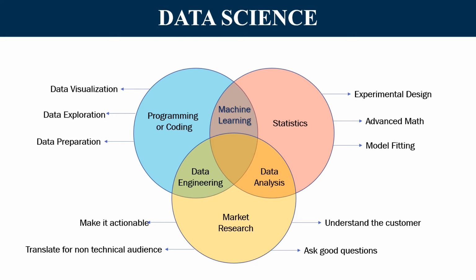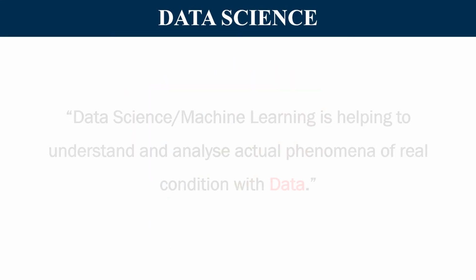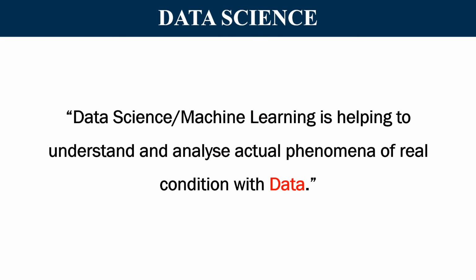This is the domain which is very trending recently due to its enormous potential in developing predictive analysis. We will discuss this in a coming slide in detail. But looking further, another big aspect came into the picture when all these three valuable subsets overlapped to form the field of data science. So in a simpler way, we can say that data science is the field which involves data engineering, data analysis, and machine learning. We can also say that data science or machine learning is helping to understand and analyze actual phenomena of real conditions with data.